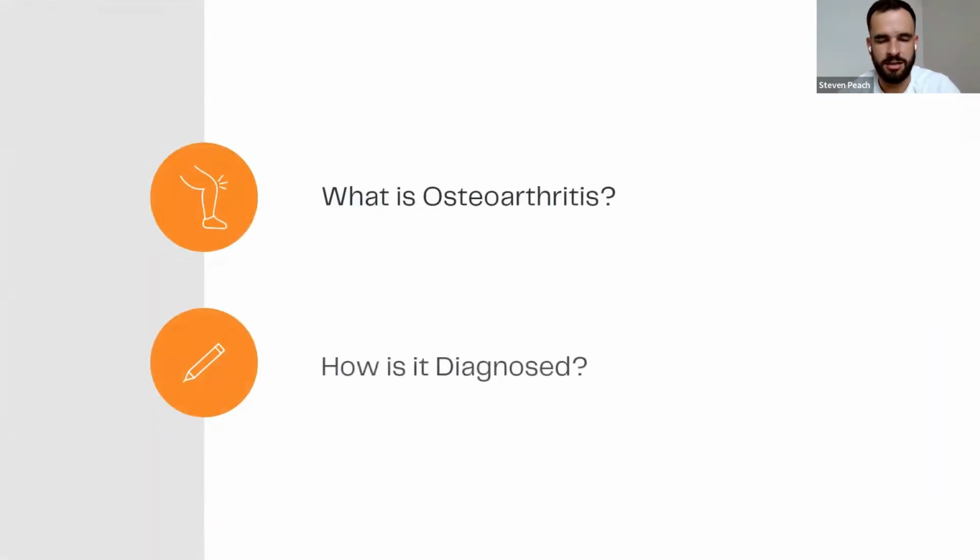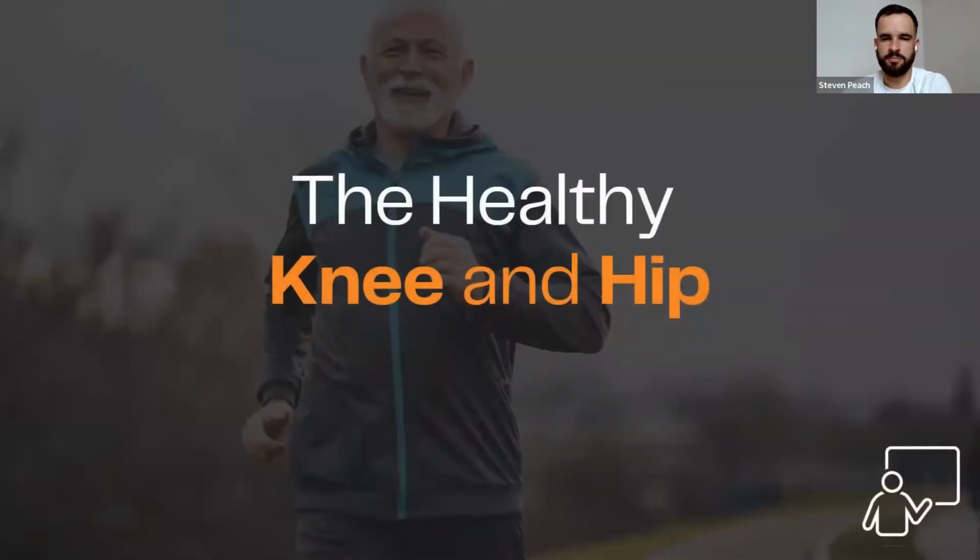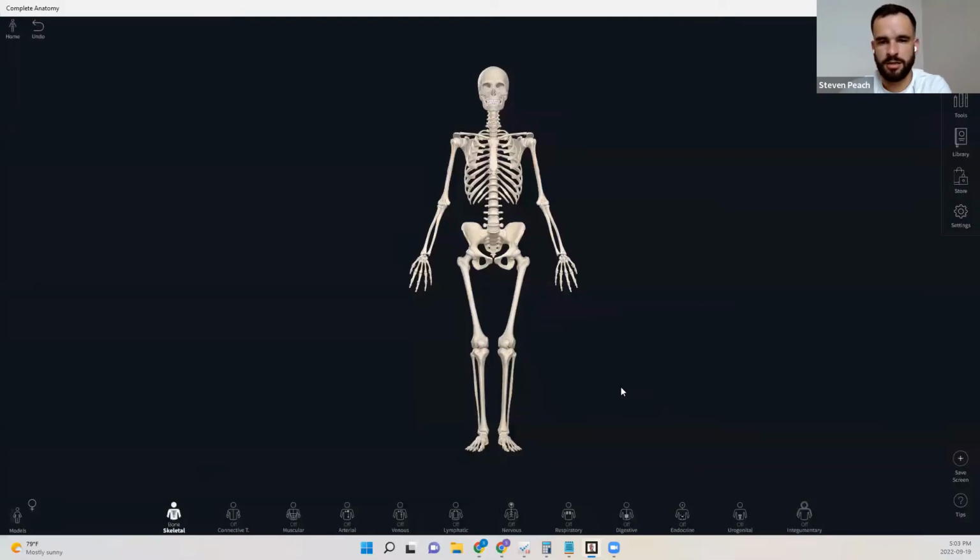Now, today we're going to chat about what exactly osteoarthritis is and how it is diagnosed. Most of the time, it's best to start by talking about what the healthy joint looks like, and specifically the healthy knee and hip. So to get to that point, I want to pull up another program that you guys should see here. And now we're looking at a skeleton.